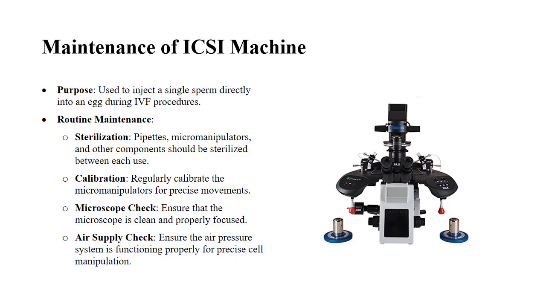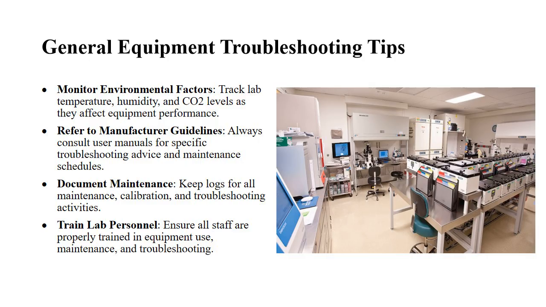Troubleshooting precision issues: if the micromanipulators are not responding accurately, check for issues with the mechanical components or calibration. Image clarity problems: if the images are blurry, check the microscope's objective lenses, light source, and focal alignment. Failure to inject: if sperm is not being injected, check the integrity of the pipette, the sperm injection setup, and the air supply to the injection system. 3. General troubleshooting tips for laboratory equipment.